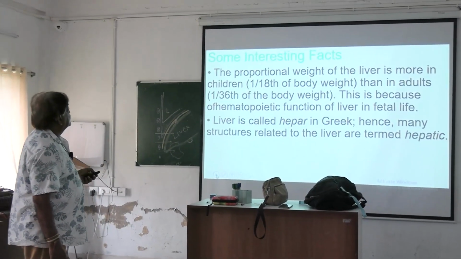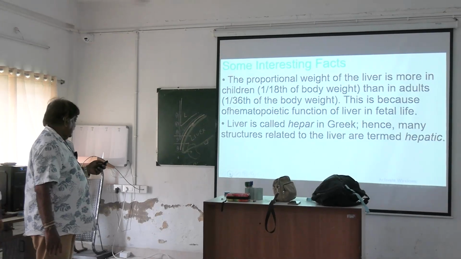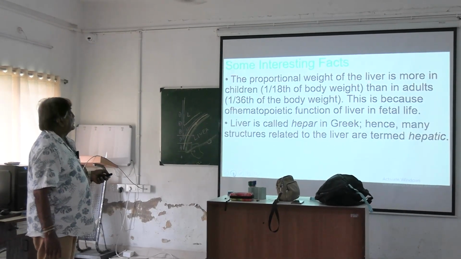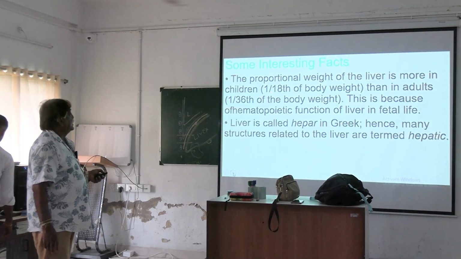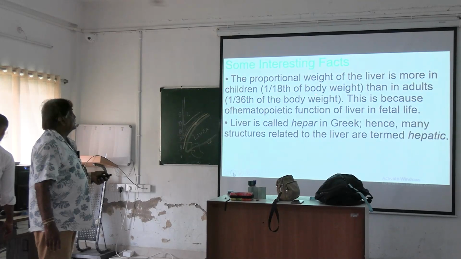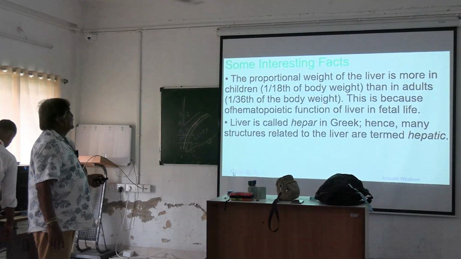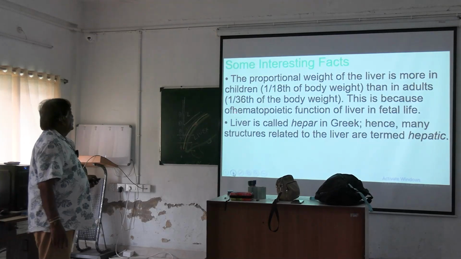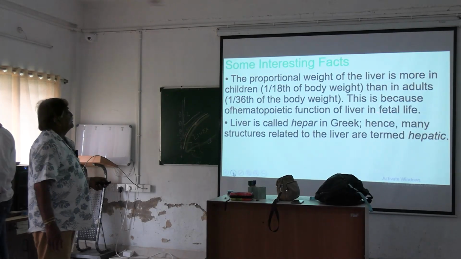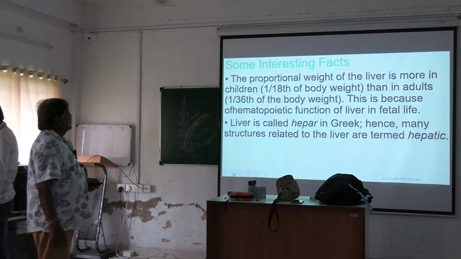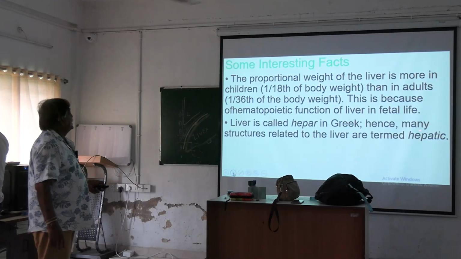Now, some interesting facts. The proportional weight of the liver is more in children. It is 1/18th of the body weight, while in adults it is 1/36th of the body weight. This is because of the hemopoietic function of the liver in fetal life. Liver is called hepar in Greek, hence many structures related to the liver are termed hepatic.